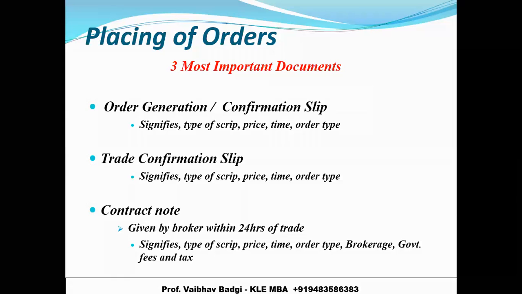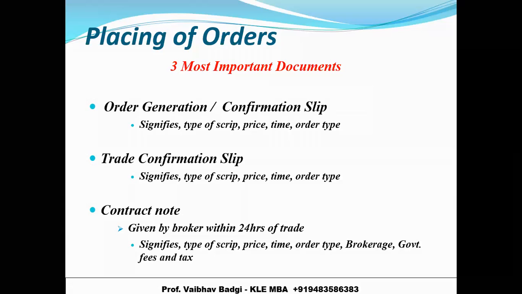Okay, why do we need to have a contract note? Because as I said, Vishaka has traded today. She is going to receive the shares in her account day after tomorrow, that is Wednesday. Clear? She needs to have some proof that she has done the trade today. So that proof is nothing but a contract note which is given to her by the broker. So these are the three important documents that we need to have. We'll go one by one. First is the order generation slip. It signifies the type of scrip.